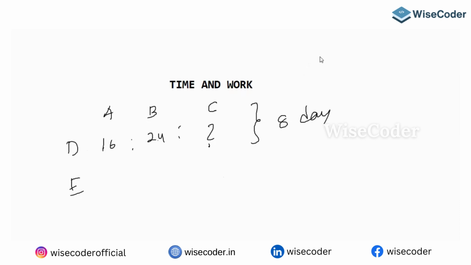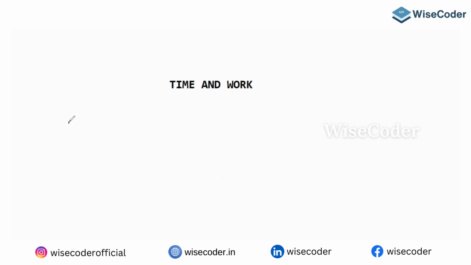Then what is the approach? What is the better way of solving? Let's say A is taking 16 days, B is taking 24 days. But everybody worked for 8 days. So the 8 days of work of A is 8 by 16, which is nothing but half. So he will get paid half of that particular amount.